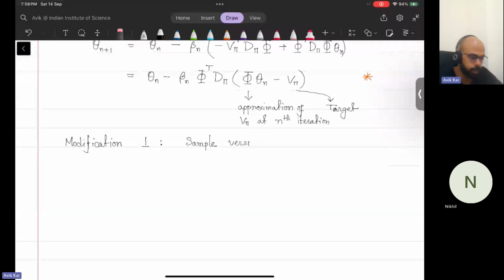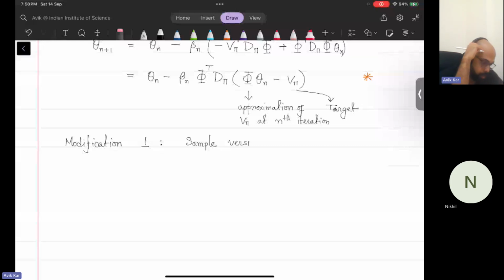What does it mean? That is, every time you update it, you have to take this expectation, right? D by S. So you do not know D by, and then for every S you have to update this. So that is not possible because we are collecting samples and then doing the update. So what we rather do is we update this theta n plus 1, theta n minus beta n. So look at the state at time n.